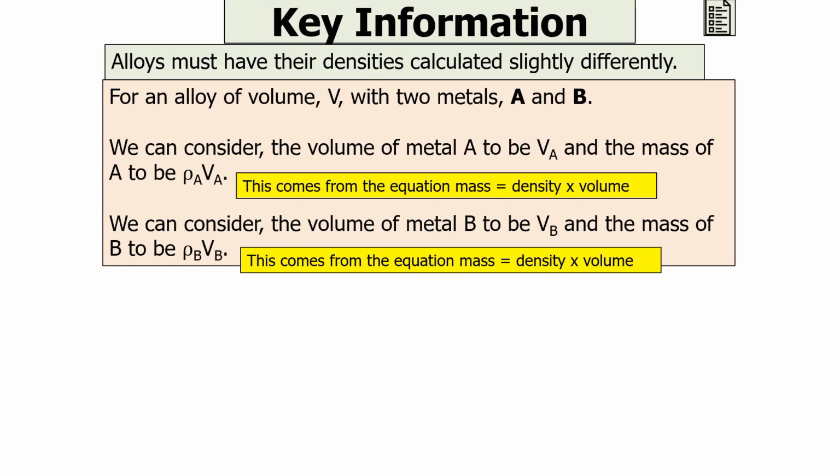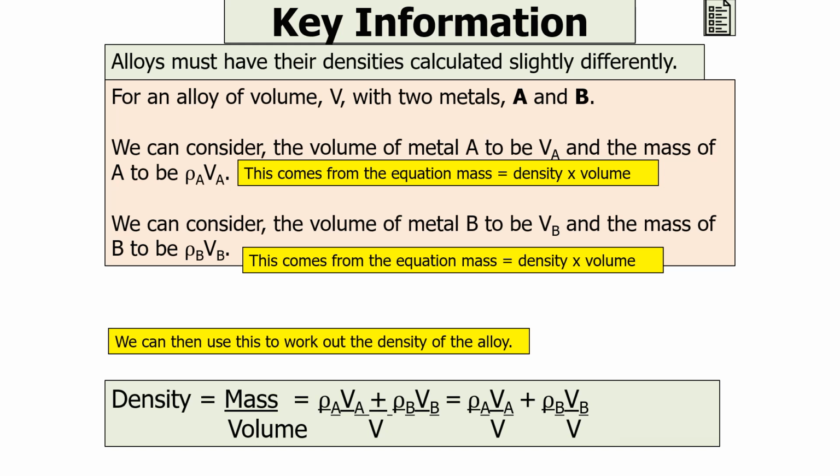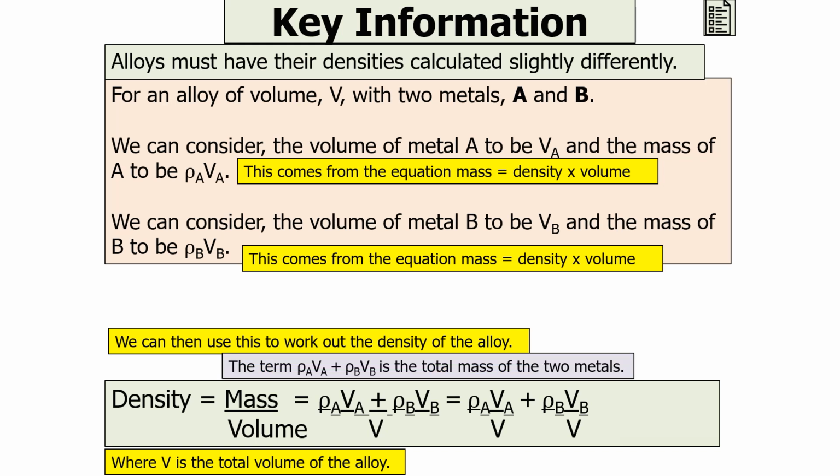We can then use this to work out the density of the alloy, because density is mass over volume. So we can say V is going to be the total volume of the alloy. Now we can say that the total mass over the total volume equals the total density of the alloy, which you can calculate the total mass by doing the density of one of the metals times by the volume of one of the metals, plus the density of the other metal times by the volume of the other metal. So if you look at this particular equation, the term rho A VA plus rho B VB is the total mass of the two metals in the alloy.